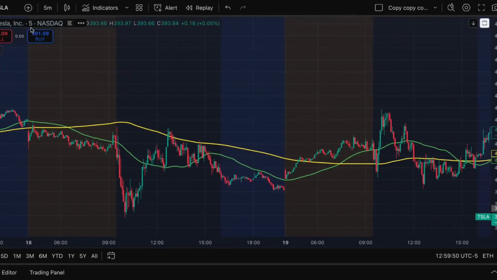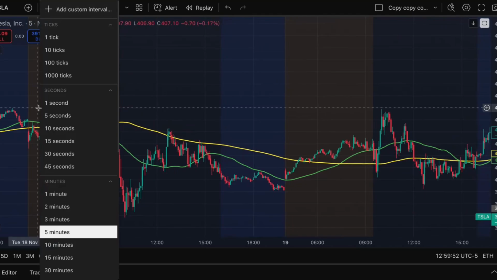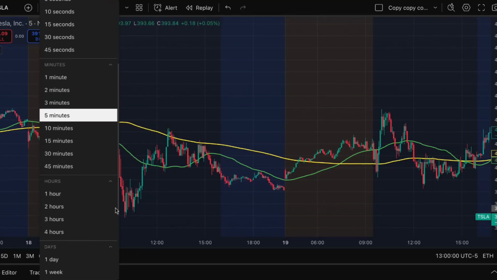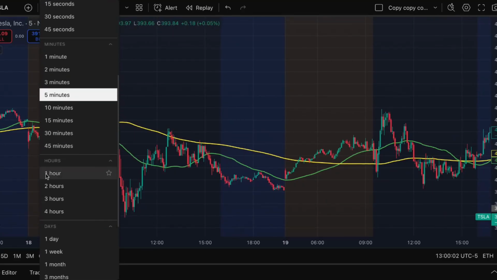When you're looking at the SMAs, this is when you want to get your big positions. Let's just say you want to buy 50 shares of Tesla or 100 shares of Tesla. This is where you're going to want to start looking at the hour chart, maybe the 4-hour chart, the day chart.